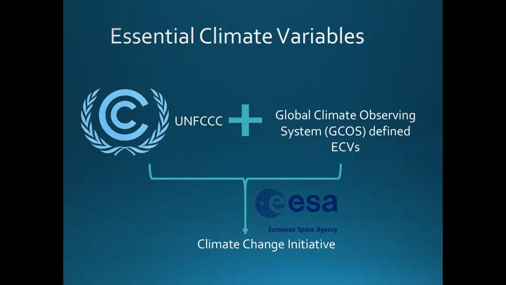So what are essential climate variables? The essential climate variables were actually defined by the Global Climate Observing System that was brought on by the UNFCCC, and it's a set of physical variables that can help us understand how the Earth's climate is changing. ESA actually has a very good response with a set of projects that we call the Climate Change Initiative, CCI.